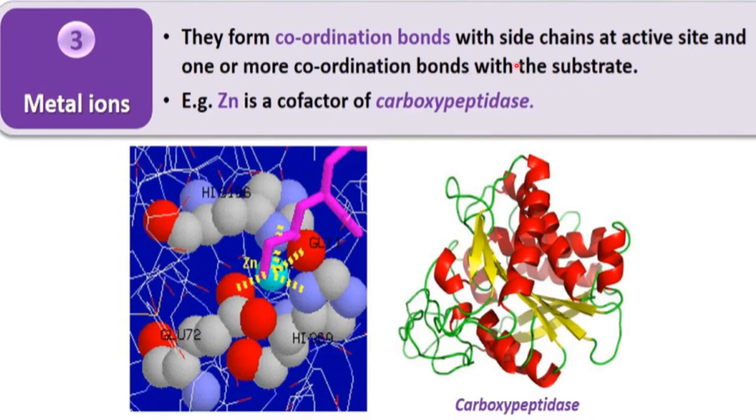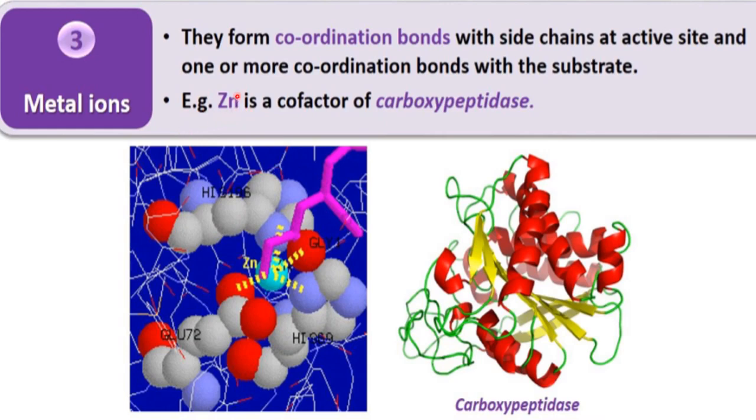So this is also a point of difference of these metal ions from the prosthetic group and the coenzymes, because metal ions make coordination bonds with the substrate also, but the prosthetic group and the coenzymes were attached only with the apoenzyme, only with the proteinaceous part of the enzyme. These bind with the substrate also. How? With both, they are making coordination bonds. Got it?